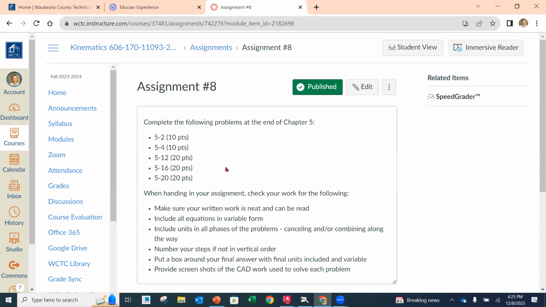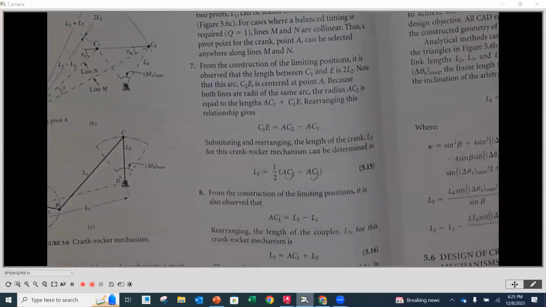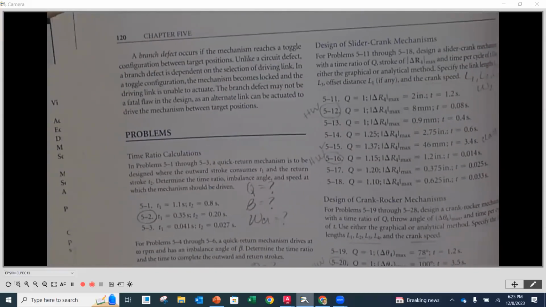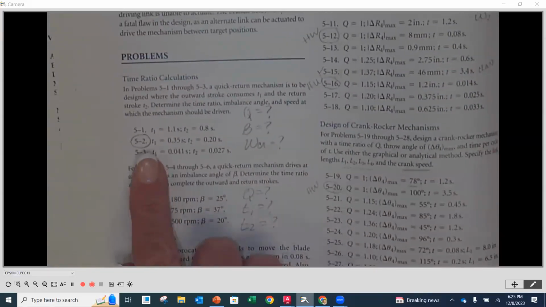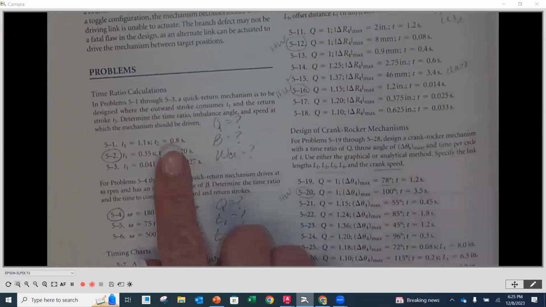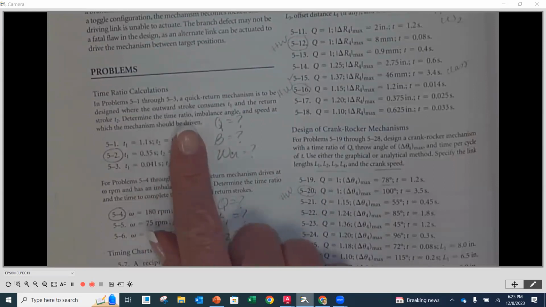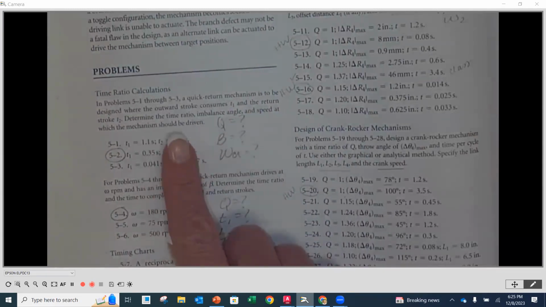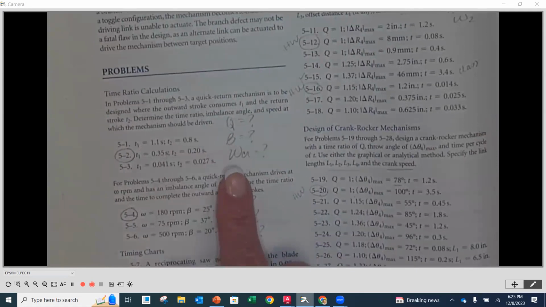These are 10-point problems. These are going to mimic those relationships between beta, Q, cycle time, and the angular velocity. So let's take a look at those, 2 and 5. Okay. So on page 120, 5.2 is your homework problem. Okay. And here it says you want to determine the time ratio. So that's going to be Q, the imbalance angle, beta, and the speed at which the mechanism should be driven. So that's going to be your W of your crank.